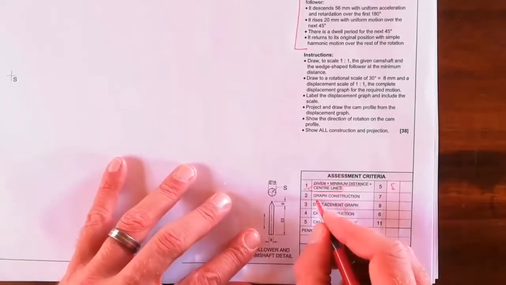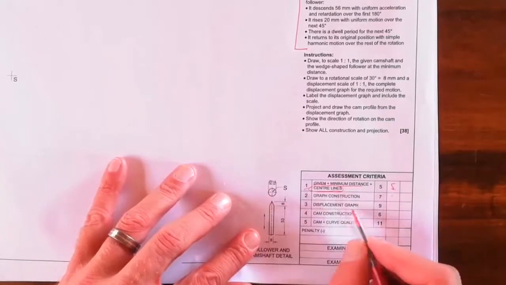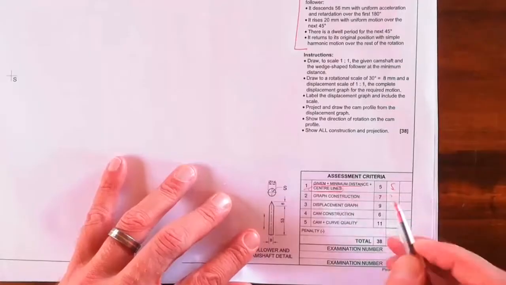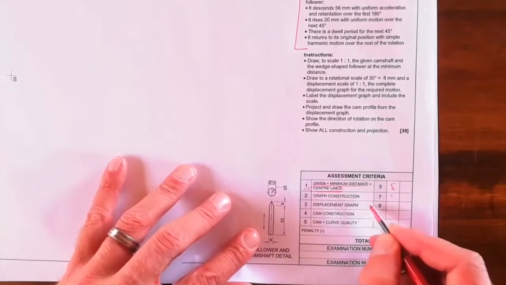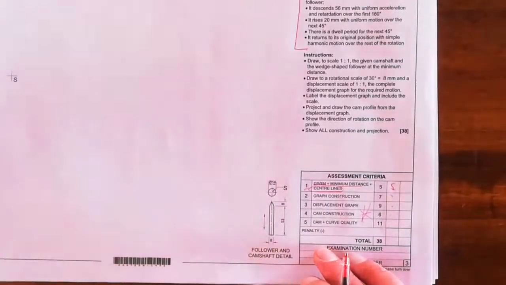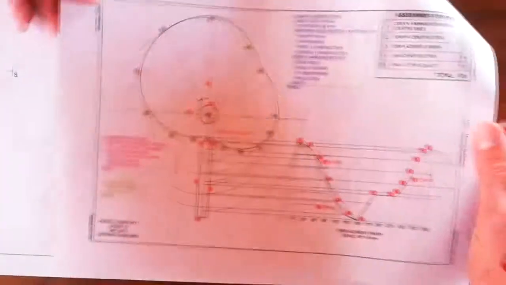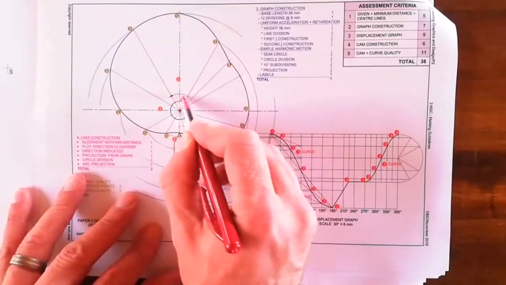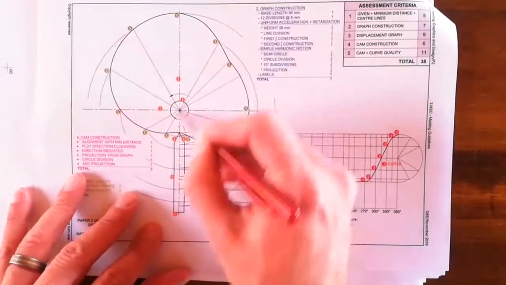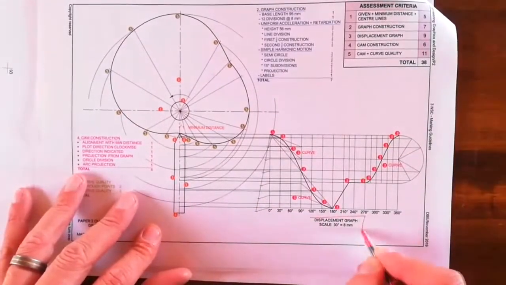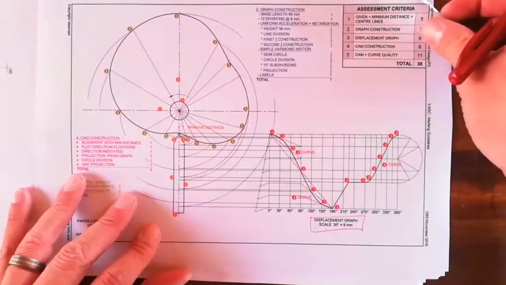Okay. Your displacement diagram, that's 7. Displacement graph is 7. The graph construction, how you construct it, that's a 7. Your cam, and that's the center with your 12 divisions. You all can do it. And then the cam curve and quality, that's another 11. So I'll just show you the quick, upside down, answer to this question. So here you can see all the different marks. Make sure you have your direction of rotation. Make sure you do your divisions, your center lines, and you label this displacement diagram. Don't forget that. That's marks for you.